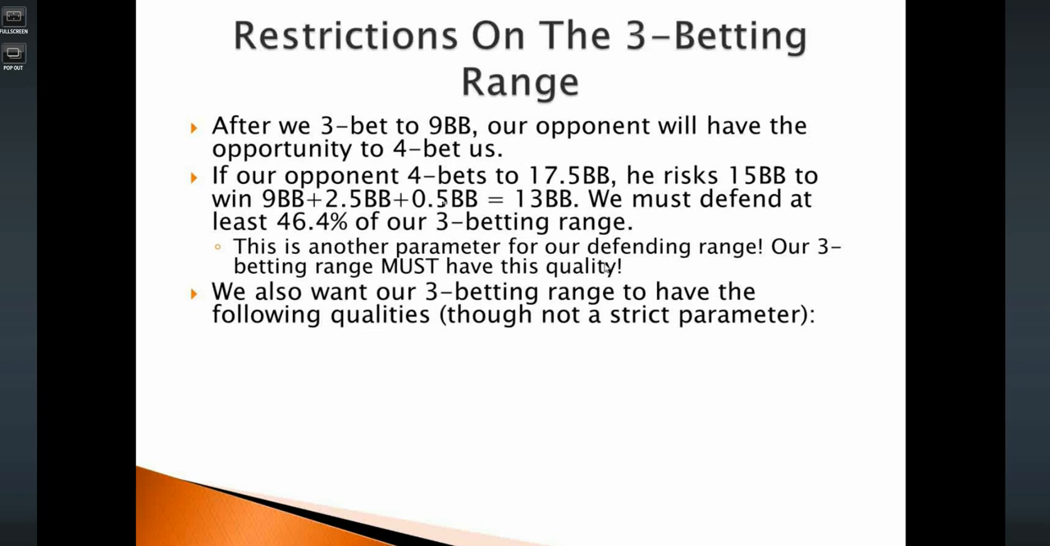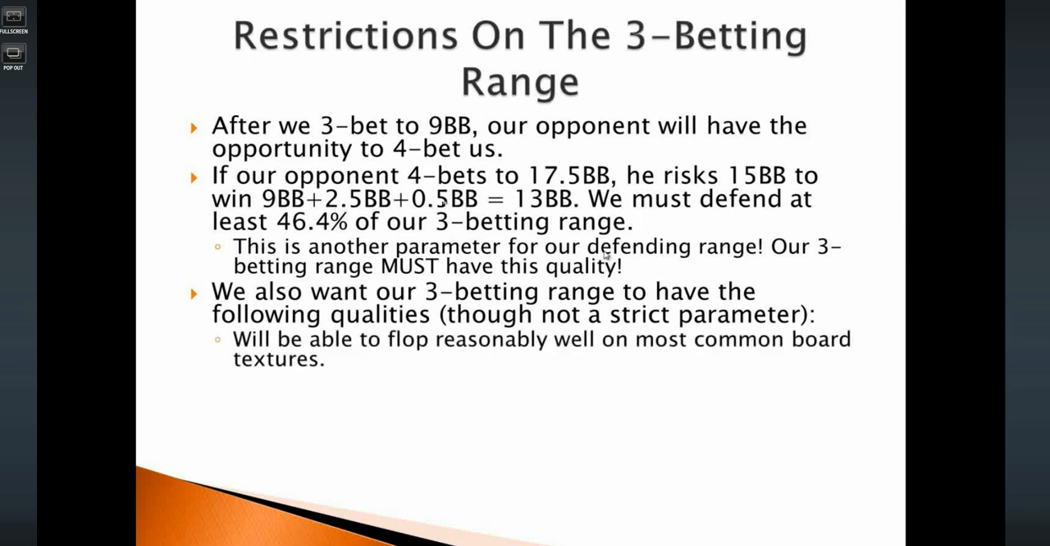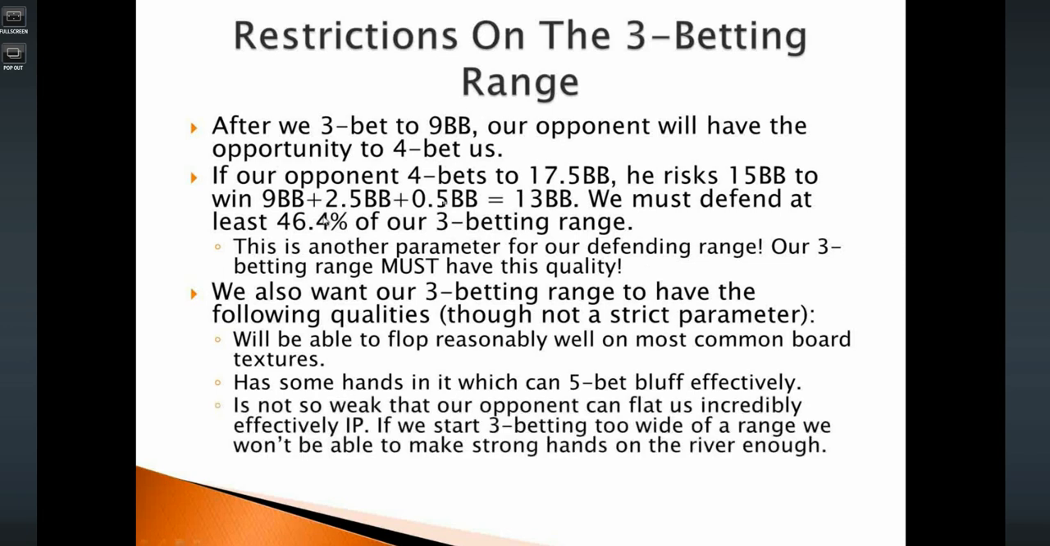We also want our 3-betting range to have the following qualities, though not a strict parameter. These are not just mathematical things we've solved for, but conceptually this stuff should make sense. We want the 3-betting range to be able to flop reasonably well on most common board textures. We want it to have some hands in it which can 5-bet bluff effectively. That's always great, because if we're going to 5-bet, we need to have a balanced range of value 5-bets and 5-bet bluffs. It's great to have some ace-x suited hands or pocket pairs that work really well for that and have a lot of equity. And it's not so weak that our opponent can flat us incredibly effectively in position.